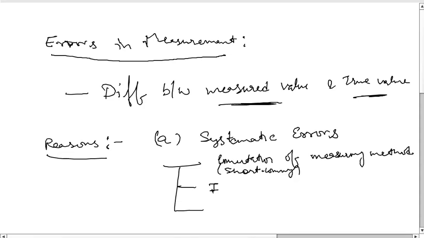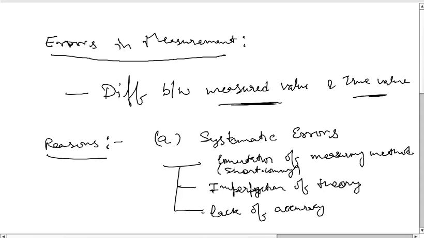Imperfection of theory. That is, whatever theory you are applying to conduct your experiment, there may be some imperfection in that. Due to that, you may also encounter some error. Then third is that it is due to lack of accuracy of the formula.